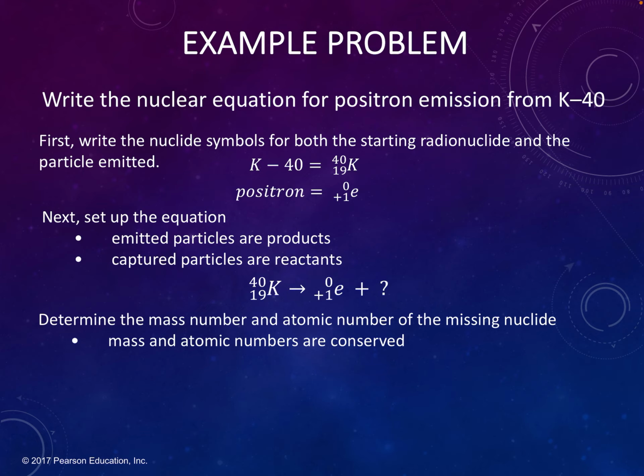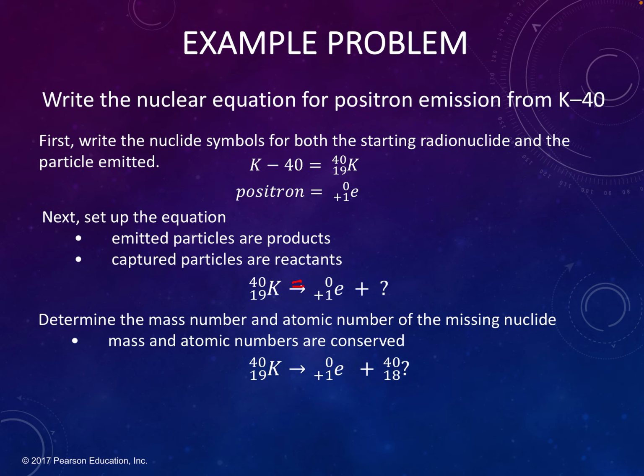So we'll figure out the mass number and the atomic number of the missing nuclide just by doing some math, right? You can think of the arrow as being like an equals sign here. 40 equals 0 plus something, right? So the number on the top has to be 40 because 0 plus something equals 40.